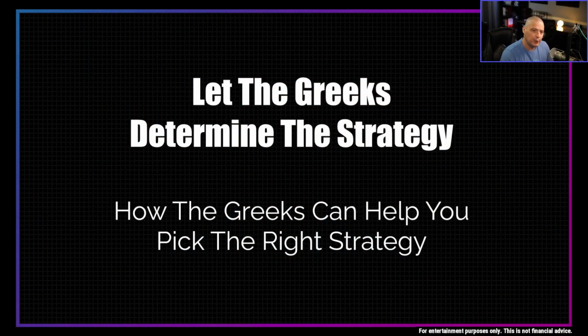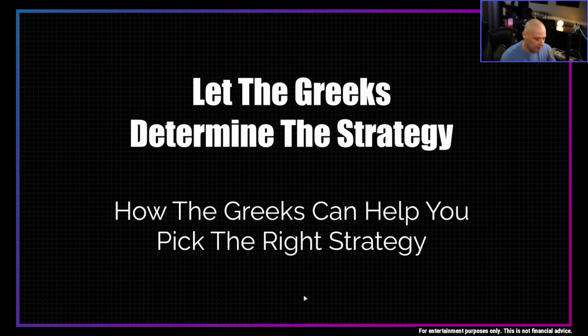So I want to talk to you a little bit about the option Greeks. Mainly today, we're going to talk about delta, theta, and vega, and how those three Greeks can help you determine which option strategies you should be using depending on the situation. So let the Greeks determine the strategy, how the Greeks can help you pick the right strategy for the right situation.